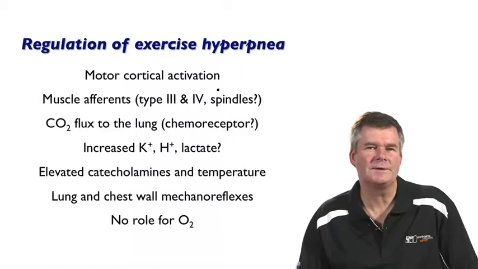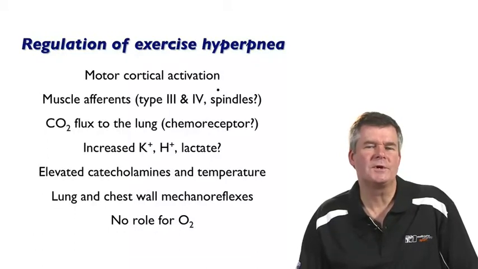The ventilation during exercise is very closely linked to the carbon dioxide production and the CO2 flux to the lung. And given the relative constancy of arterial PCO2, this raises some interesting and perhaps challenging questions about how that CO2 flux to the lung is actually sensed. At higher exercise intensities, increases in plasma potassium, decreases in blood pH or increases in hydrogen ion, increases in lactate provide additional stimulation to ventilation, as do the elevations in plasma catecholamines, notably adrenaline, and also body temperature.